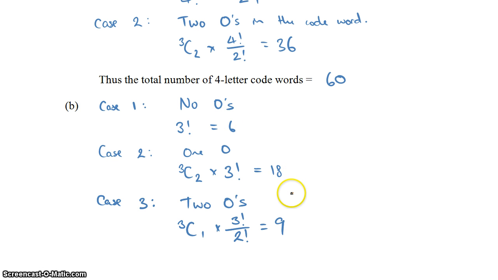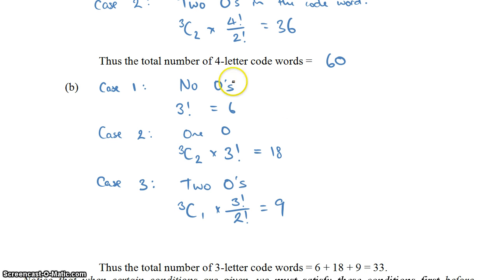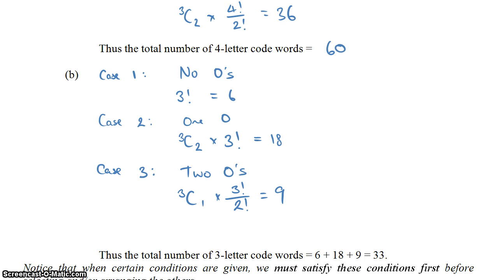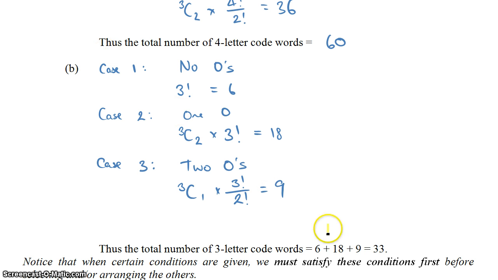So in total, what do I have? I have 6 ways of arranging it with no O's. I have 18 ways of arranging it with 1 O, and I've got 9 ways of arranging it with 2 O's, so I have 33 possible 3-letter code words. And so this is exactly what I was saying earlier. Notice that when certain conditions are given, we satisfy these conditions first before selecting or arranging the other letters.